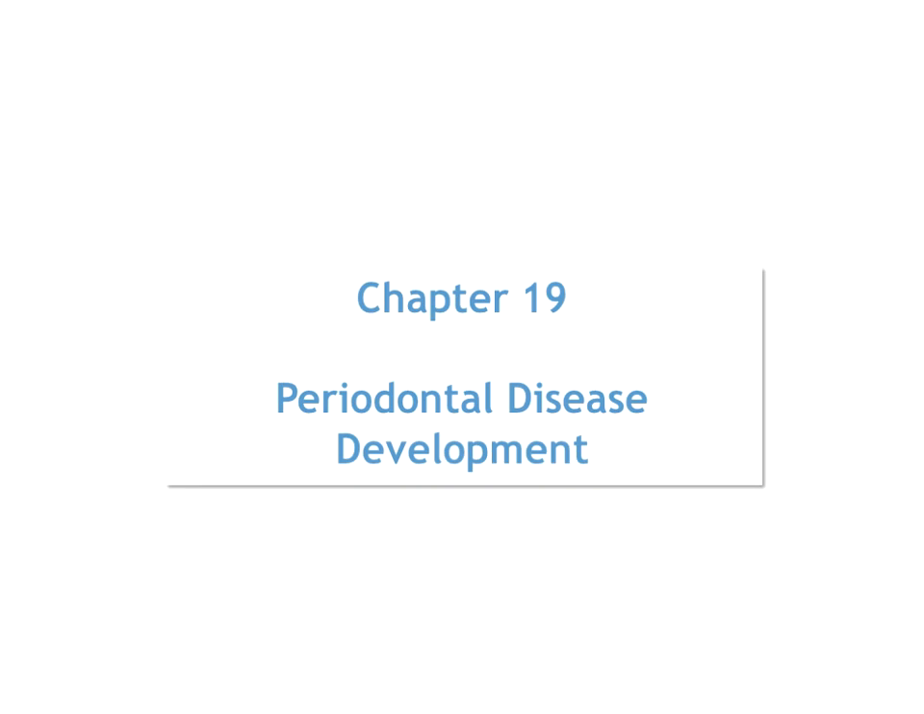This is Chapter 19 of Wilkins, Periodontal Disease Development. It should take about 45 minutes to go through the slides in the chapter. We've talked a lot about the periodontal support system in other chapters. You know all about the periodontal ligaments and what they do.